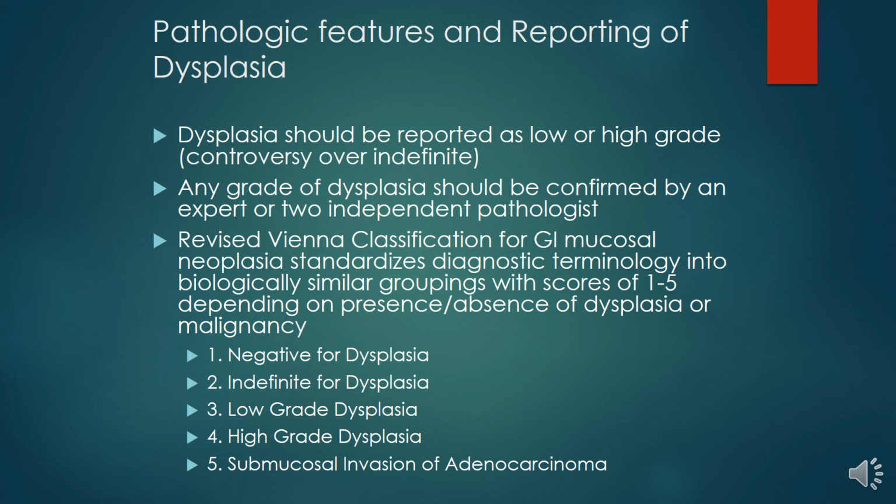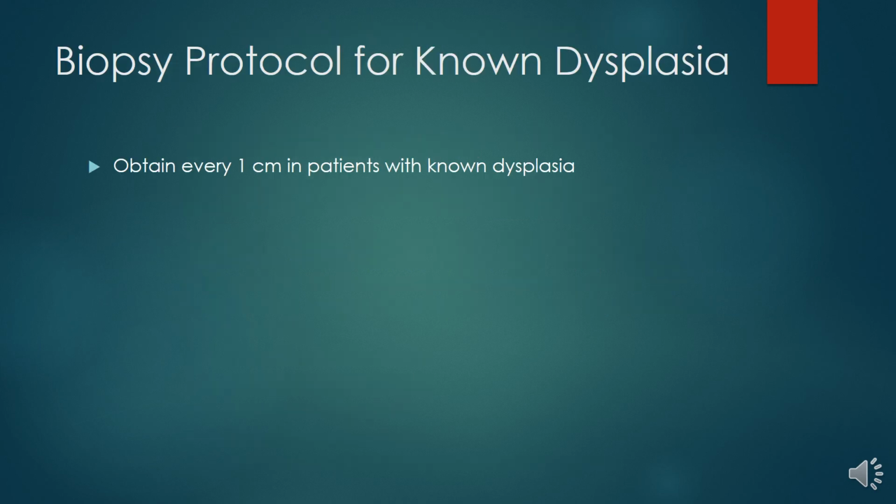Dysplasia should be reported as low and high grade. Any grade of dysplasia should be confirmed by an expert of 2 independent pathologists, and the revised Vienna classification should be used. For the biopsy protocol in known dysplasia, biopsies should be obtained every 1 centimeter in patients with known dysplasia.